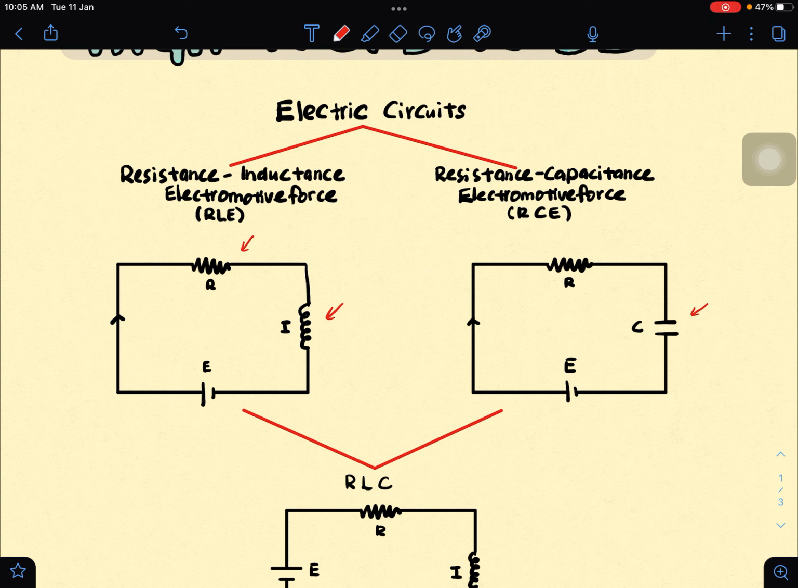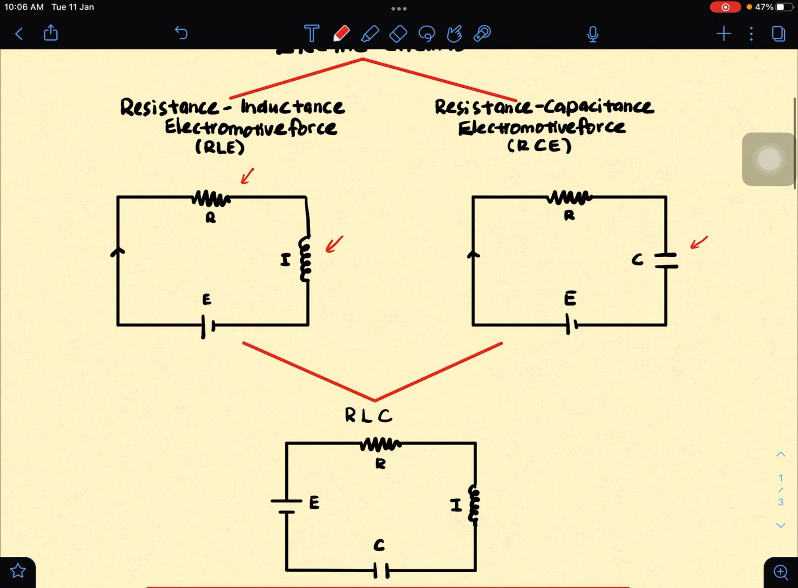Okay, so this is the application that we can apply first order differential equation to. Okay, ada dua, RLE dan RCE. And in the second order differential equation, to apply the second order or higher order differential equation to the electric circuit, we have RLC, where it is a combination of RLE and RCE.